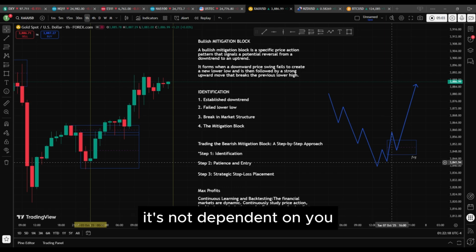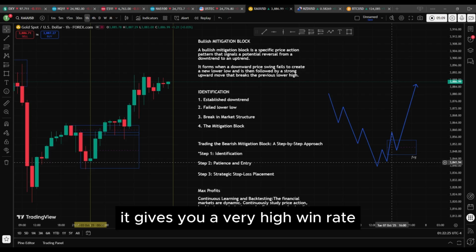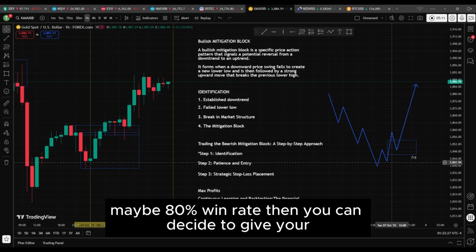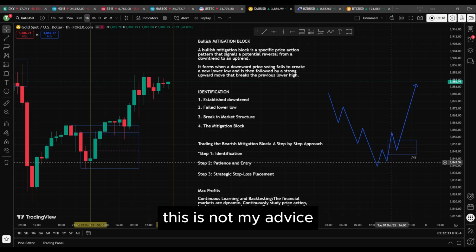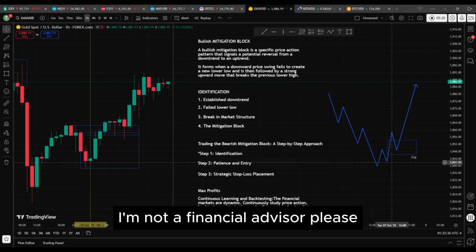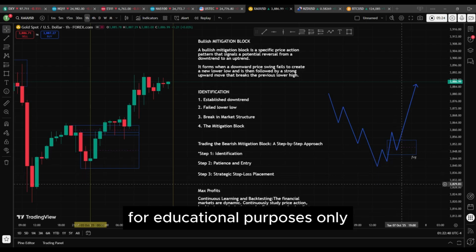It's not dependent on when you find an A plus plus setup that you've already backtested and it gives you a very high win rate, maybe 80% win rate, then you can decide to give your risk appetite a boost. This is not my advice. I'm not a financial advisor. But the basic thing I'm trying to tell you is what the questioner proposed only.